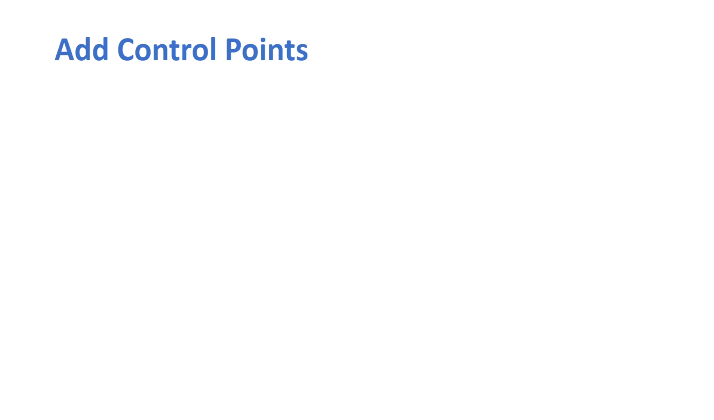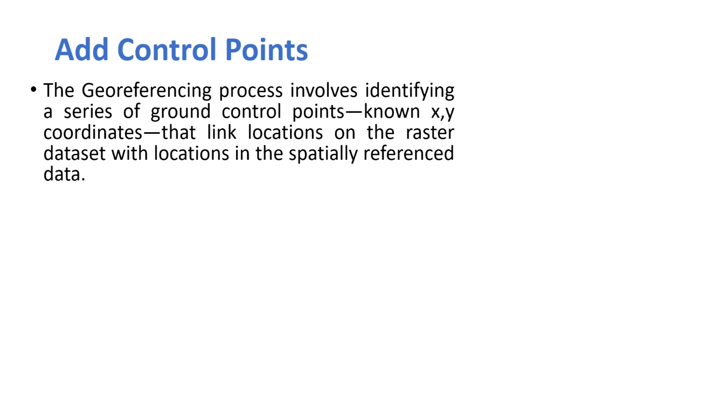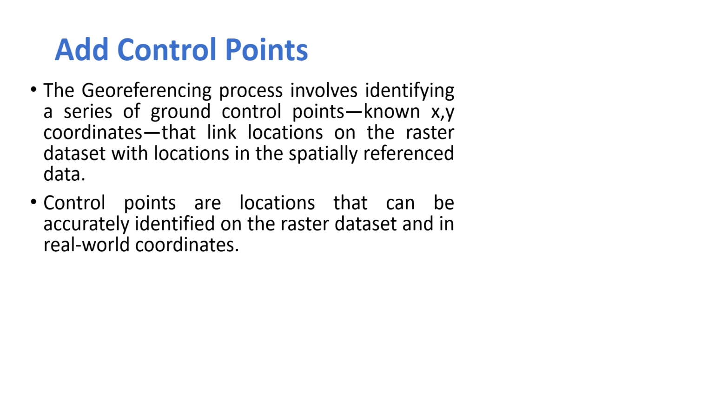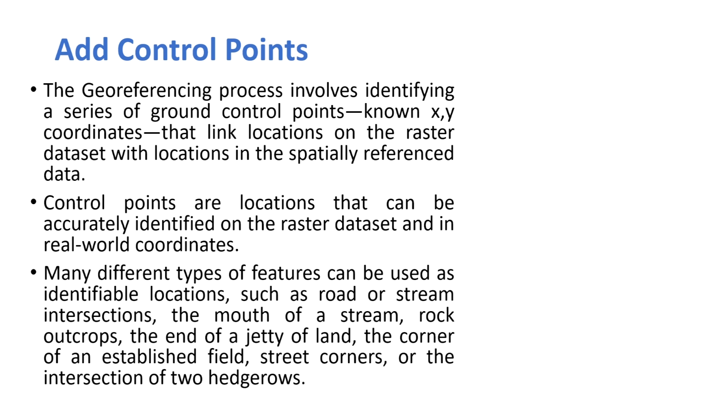Now the control points. The georeferencing process involves identifying a series of ground control points in terms of x and y coordinates, that is the latitude and longitude, that link a location on the raster dataset with a location in spatially georeferenced data. Control points are locations that can be accurately identified on the raster dataset and in real world coordinates. Many different types of features can be used as identifiable locations, such as road or stream intersections, the mouth of a stream, rock outcrops, the end of a jetty or land, the corner of an established field, a street corner, or the intersection of two hedgerows. So these are some of the points which you can use while choosing your ground control points.